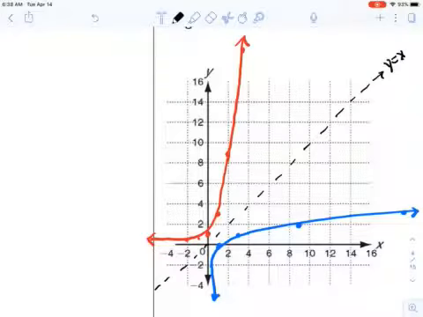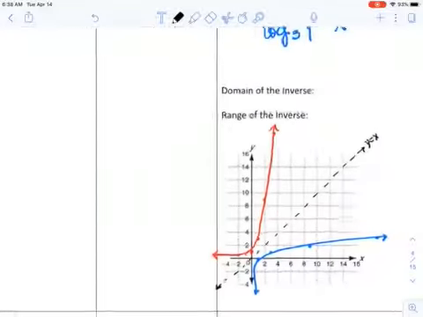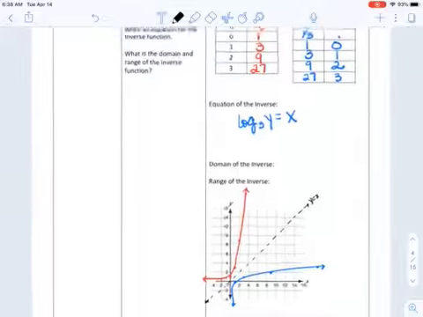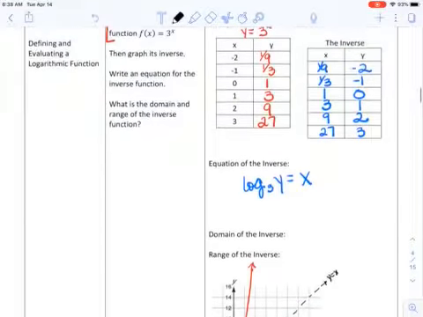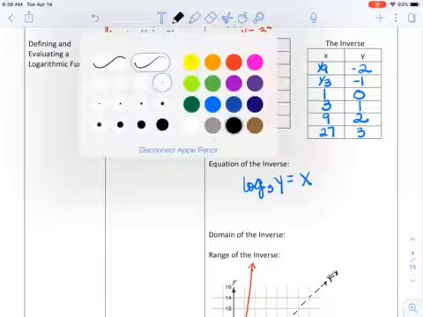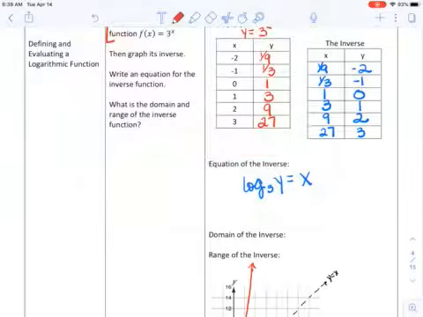And if you notice, if I were to have this on a piece of paper, and if I took that piece of paper and folded it along this dotted line, my red graph would line up with my blue graph. And that's because that's what an inverse is going to do. It reflects over the line y equals x. Okay, and then domain of my inverse and range of my inverse. Well, what was my domain of my function?